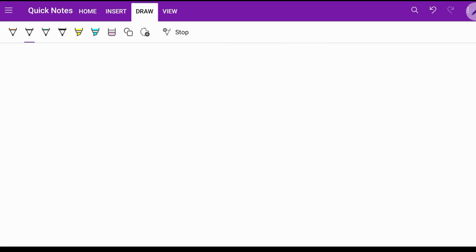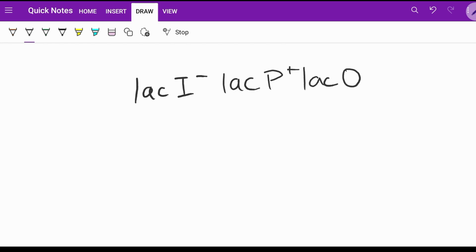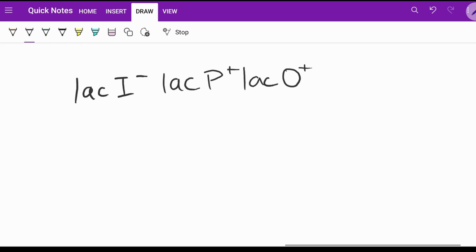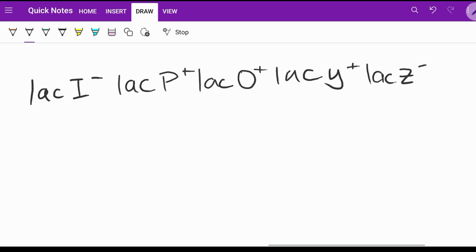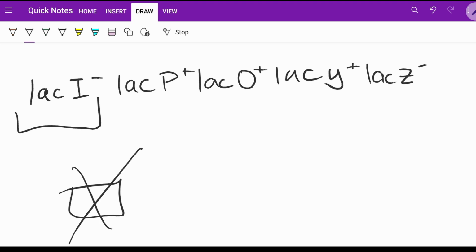What if we have lac I minus, lac P plus, lac O plus, no, let's do Y first. Lac Y plus, lac Z minus. Okay, so in this one, we have lac I minus. That means the repressor protein will not be produced. This means that this will continuously be transcribed.